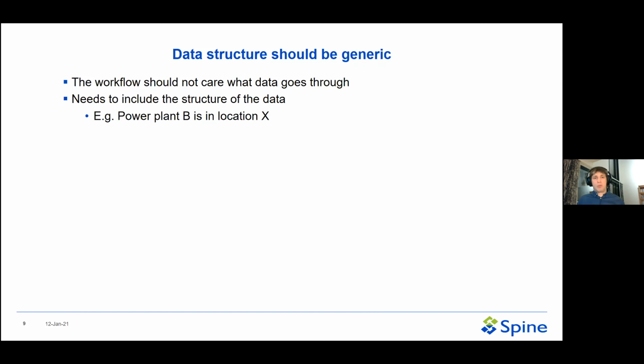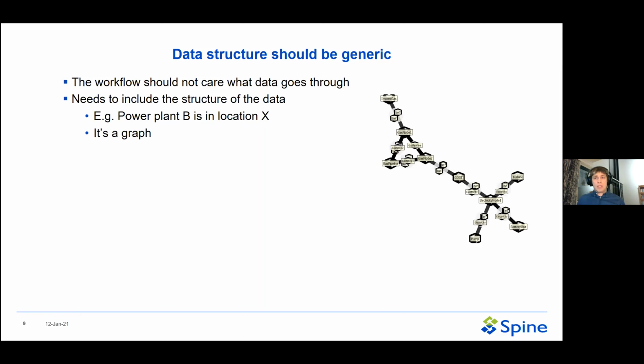So one example of a structure is that you're just saying that the power plant B is in location X, and that's a relationship, it's structure. You could also say that kind of model settings can be part of the data, and that might be also important. Basically, this is then a graph. You can present these things as a graph, and we can do that in our data structure, and that picture there is from Spine Toolbox.